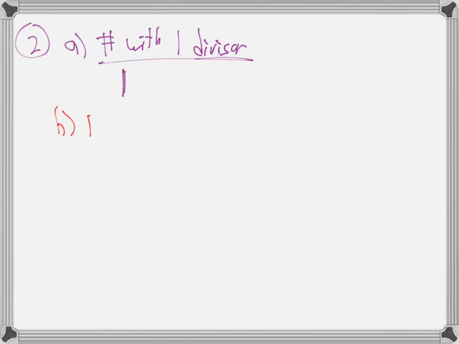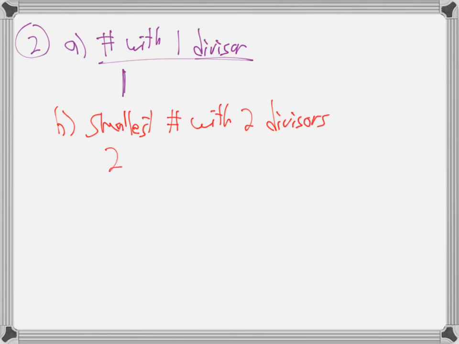Let's go to part B. What's the smallest number with 2 divisors? It's going to be 2, right? Because 1 times 2, 2 things go into 2. Really, we don't even need the rule at this point. They're so easy, we can just guess them. In a minute, we'll start using that rule when they get a little harder. So let's do part C. What's the smallest number with 3 divisors? What's the smallest number that has 3 things that go into it?